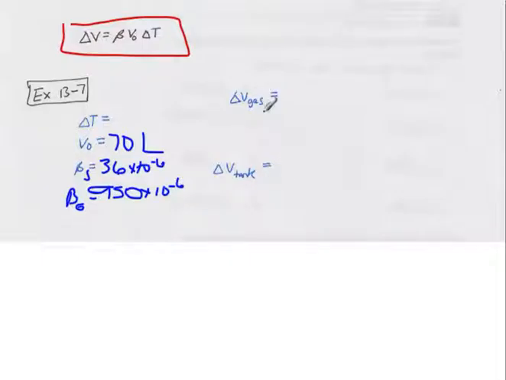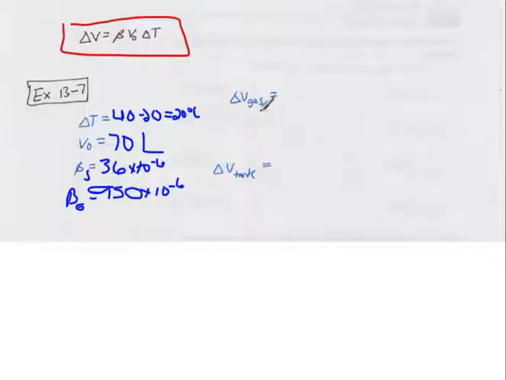Okay, so we're going to do 2 separate problems. We'll look at the gas expansion, and we'll look at the tank expansion as it heats up. Okay? So the temperature we're going to say goes from, it says the car starts out at 20 degrees, and it goes up to 40 degrees Celsius. So 40 minus 20, that's a 20 degrees Celsius change. Okay, so let's look at gas first.